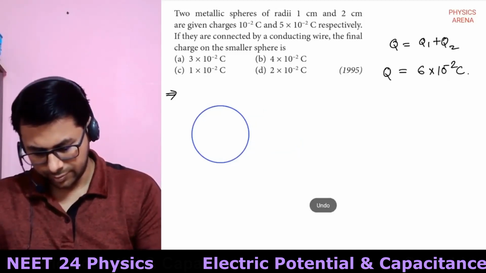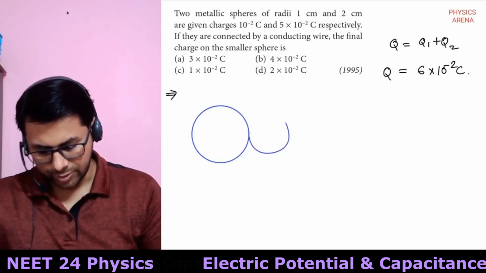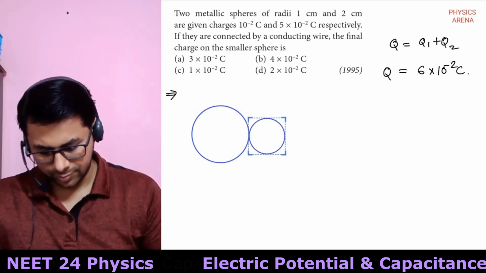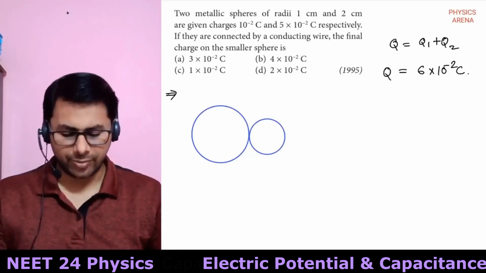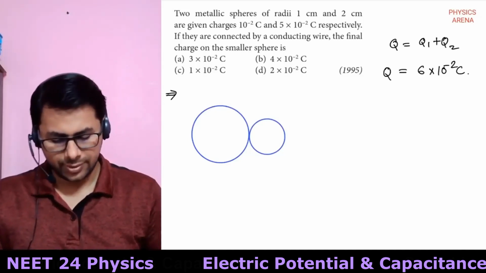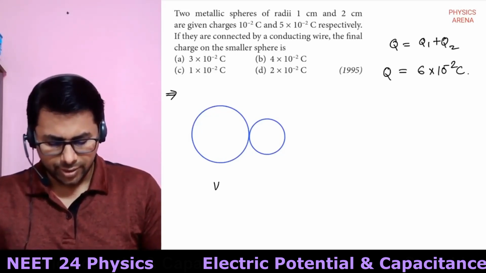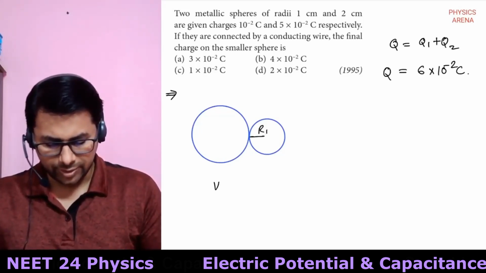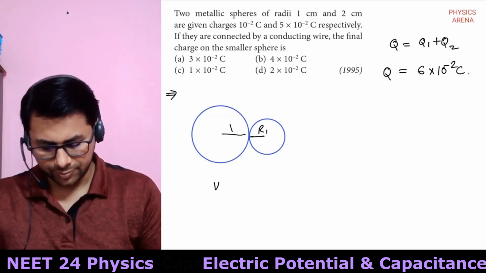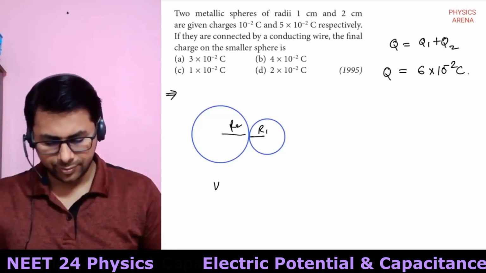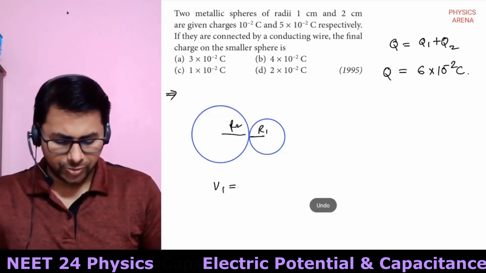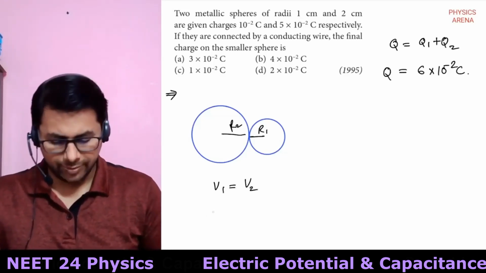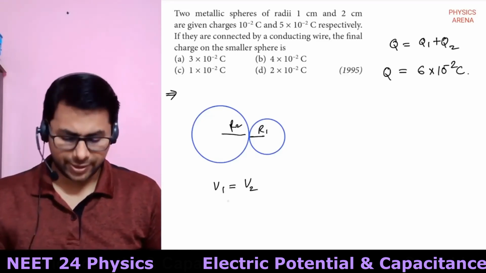Okay. Charge will flow from one to another. Till what time? What is equilibrium? Till the potential becomes equal, right? So this is V1, this is R1, this is R2. This is 1 centimeter and the other one is 2 centimeter. So V1 should be equal to V2. That means now there will be redistribution of charge.